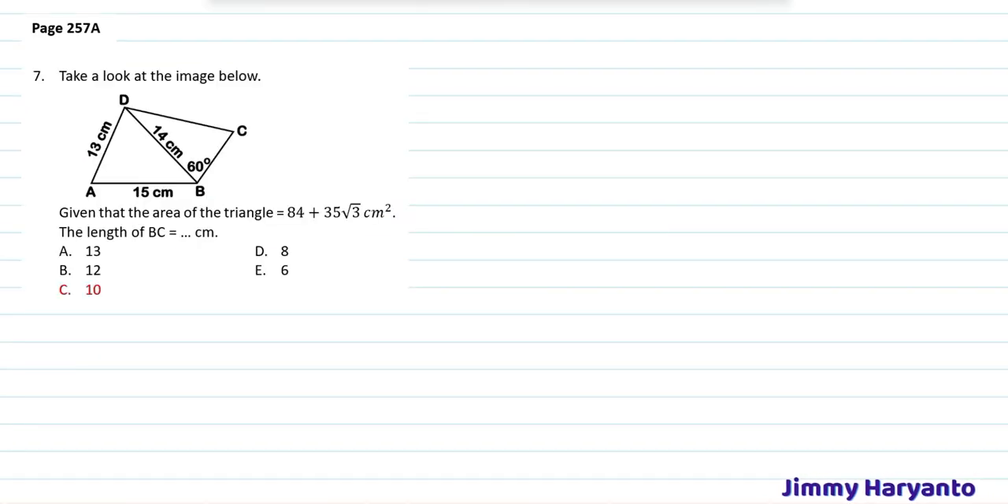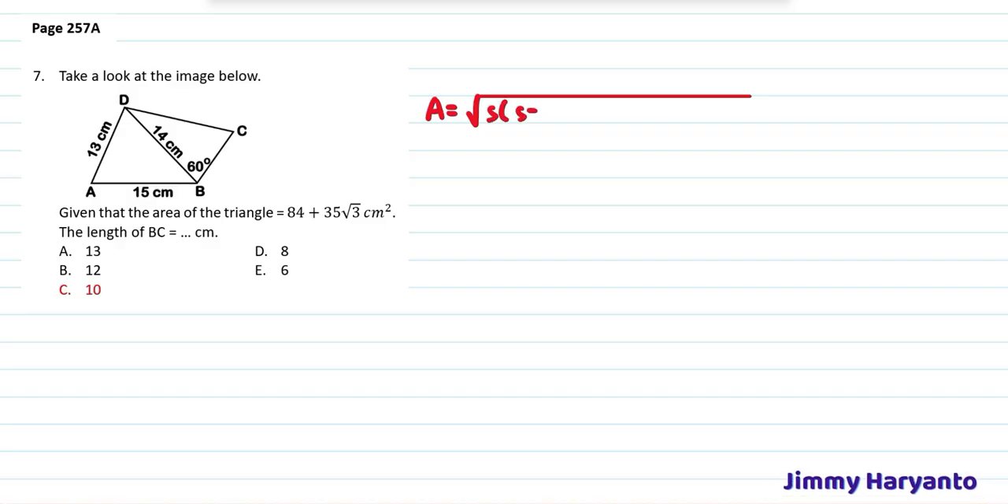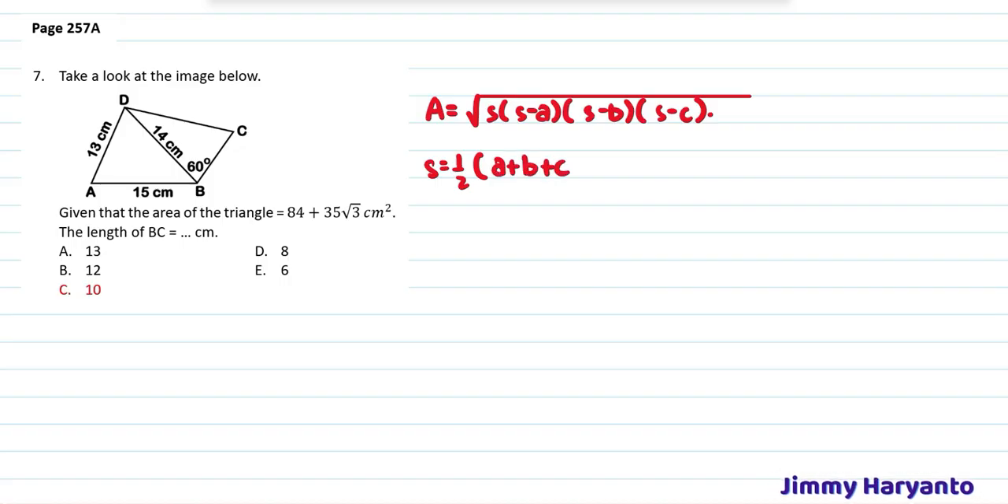And then next is this one. Given that the area of the triangle is 84 plus 35 square root of 3, find the length of BC. Okay, so for this one, we have to use the area of triangle formula, the square root of S times S minus A, S minus B, and S minus C. And the S is half of A plus B plus C. Okay, so first I want you to find the area of this triangle. That means find the S first.